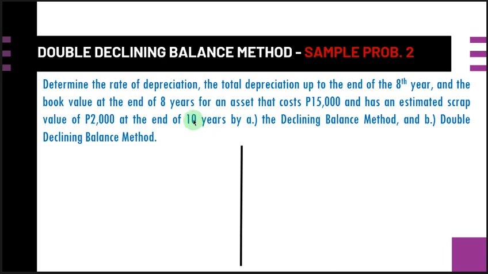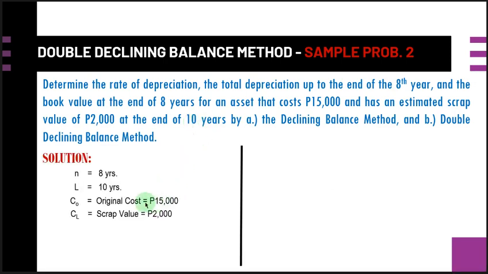Okay? So now these are the given parameters. N is 8 years, L is 10 years. CO is the original cost, which is 15,000 here. And the CL is the scrap value of 2,000 pesos here. So first we are going to use the declining balance method, and afterwards we are going to use the double declining balance method.